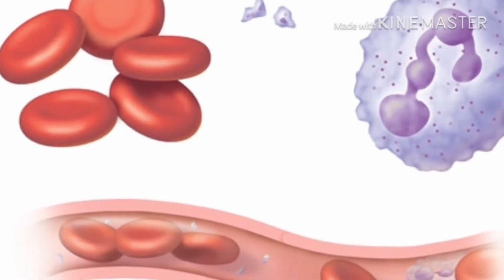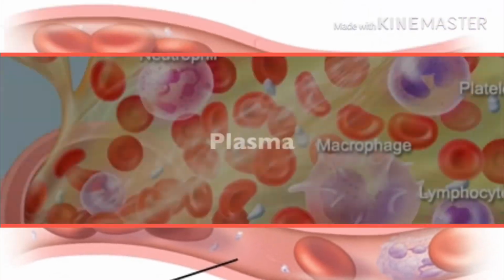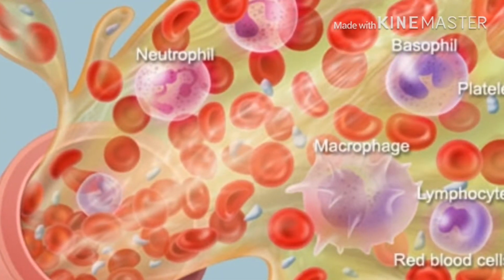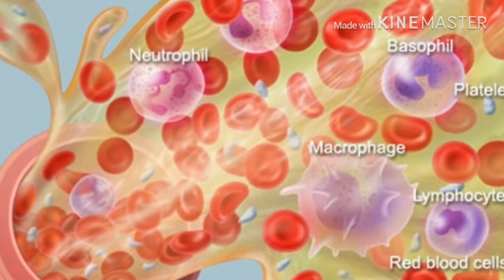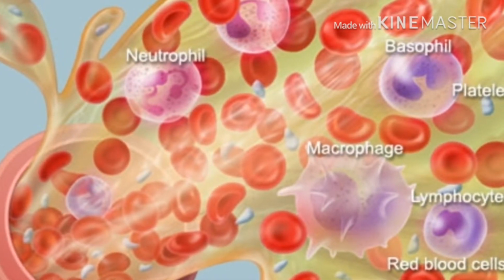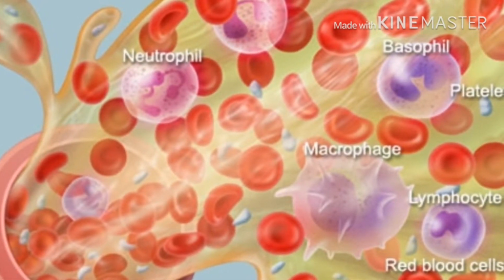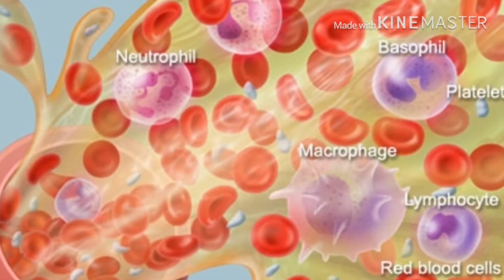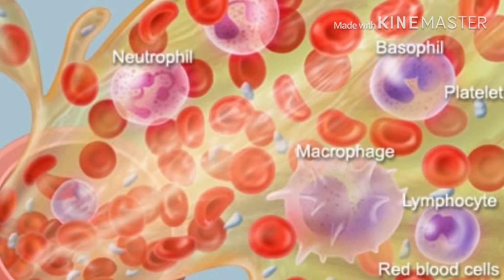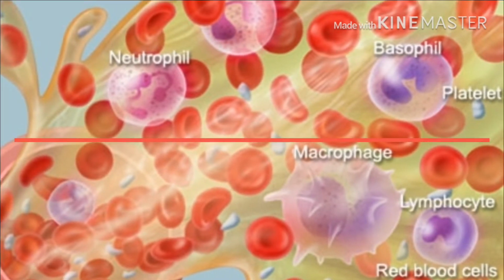So now we're going to move on to the components of blood. So your blood is made up of plasma. This is a liquid that your blood cells float in. Plasma is mostly made up of water. Many substances are transported around the body when they are dissolved in the plasma. These include digested foods and carbon dioxide.